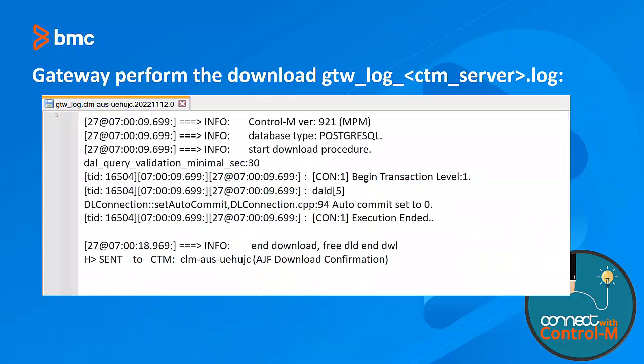From the gateway log, we can see the download is performed. The log is showing the start download procedure and end download. You can check the timestamps for each to determine how long the download took. When it finishes, it sends a message to the Control-M server to inform about it. We can see it here, sent to CTM-AGF, download confirmation. This concludes our troubleshooting of new day.